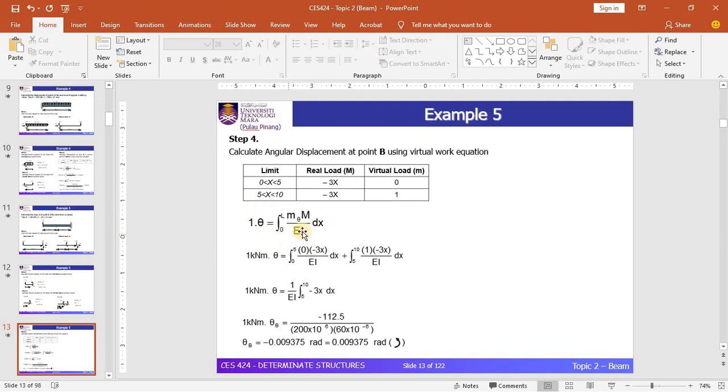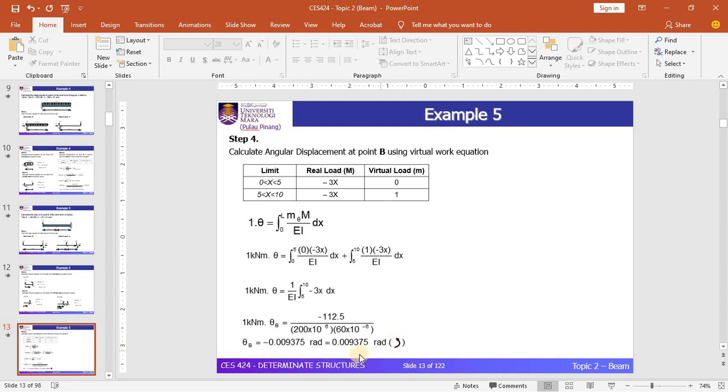Okay, and the next step, you just apply the equation of the virtual work method for the rotation, where we have this equation. Since we have two limits, you need to have two terms, for 0 to 5 and 5 to 10, and plug all the equations accordingly into this equation of virtual work and simplify it. You can use your own calculator, or you can calculate it manually. Finally, you can see that the value of the angle at point B is equal to 0.009375 radian.